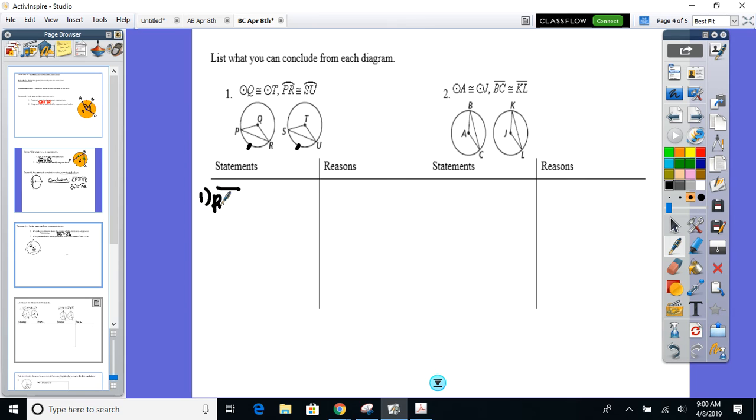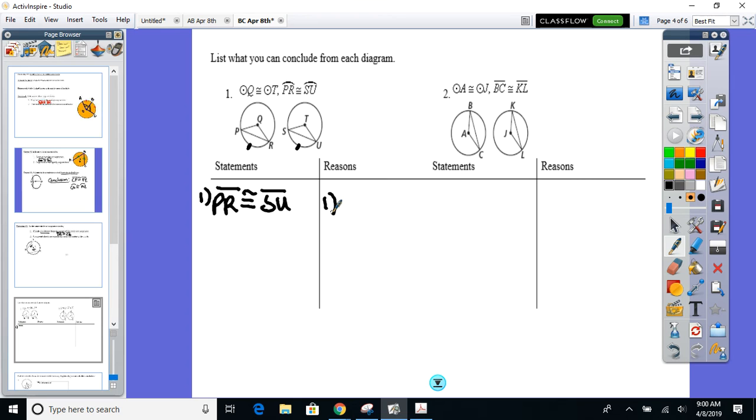Okay, PR, that is true. Now we'll write a reason we're going to write tomorrow. So PR is congruent to SU. Paige, what did you just give me? No, hold on. I don't want you to spit it out. What are PR and SU?